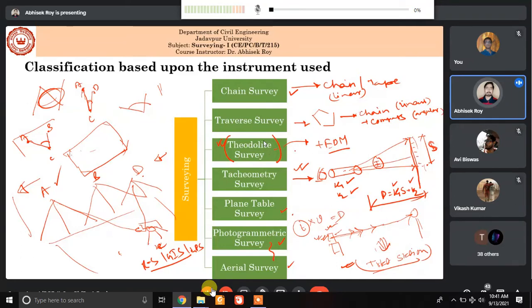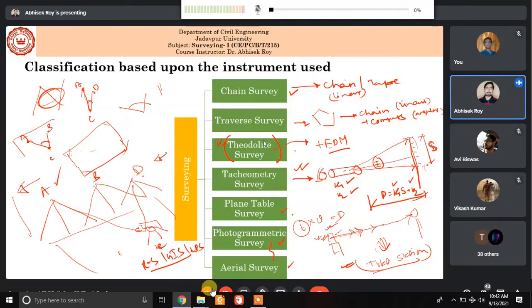Sir, what is photogrammetric survey? Photogrammetric and aerial surveying are both the same. Basically what you will do is, with your aeroplane or with the help of a drone, you will set up some camera, you will take photographs of the area you want to view, and with the help of those photographs you will analyze that area. So the survey based on these photos which you have taken through the aerial survey or drone survey is known as photogrammetric survey. Is it clear?